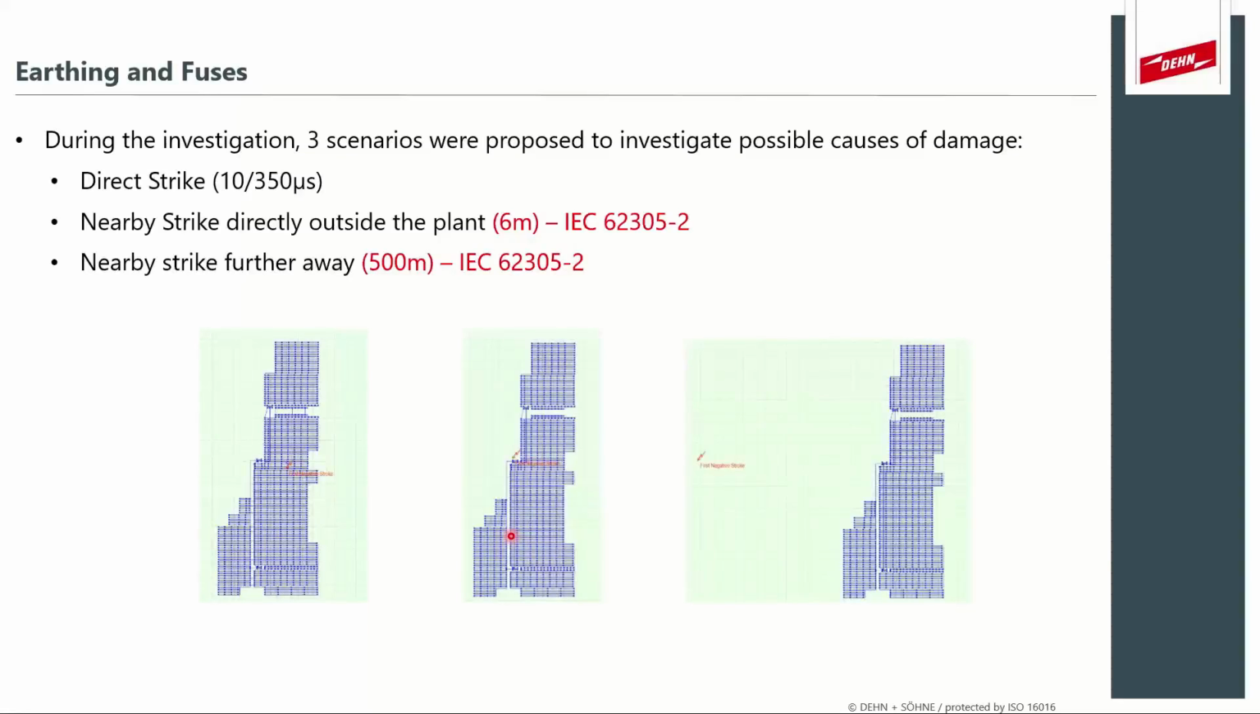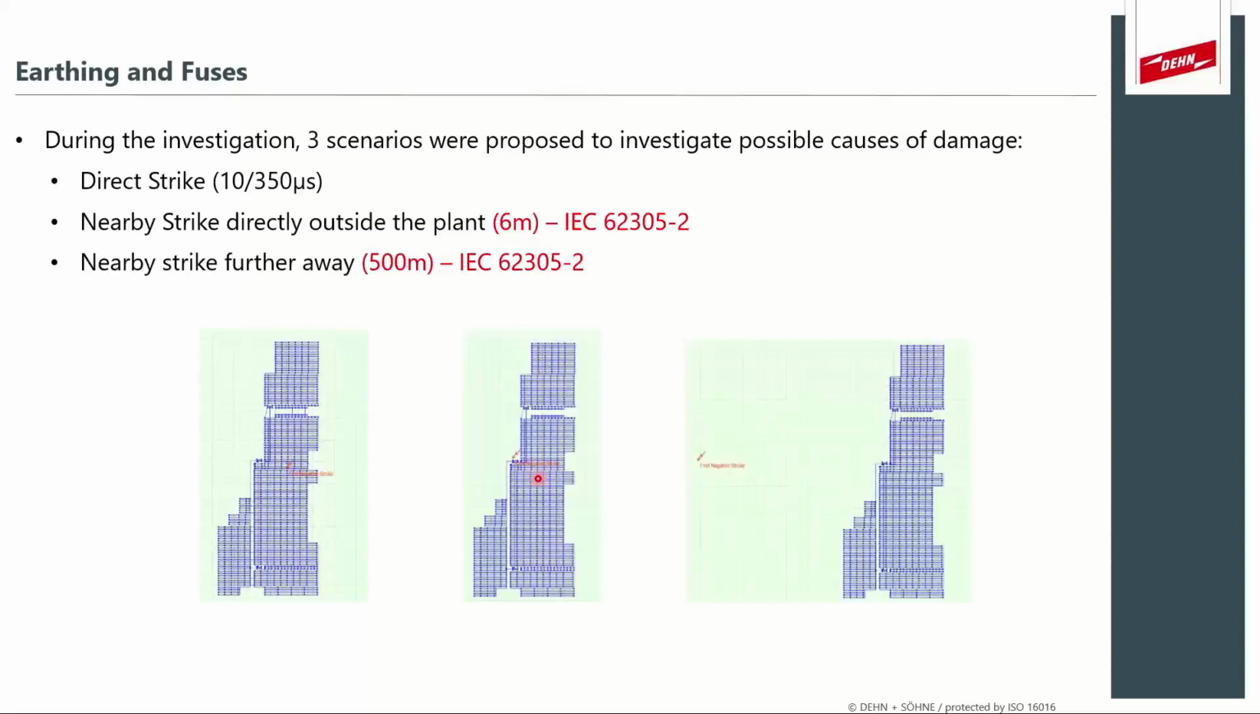Now, we investigate 3 different scenarios to make sure we cover all the different bases. Firstly, the most obvious one, we have a direct lightning strike within the PV plant. And then the second one is we look at the closest nearby strike. Okay, so in this case was 6 meters away.